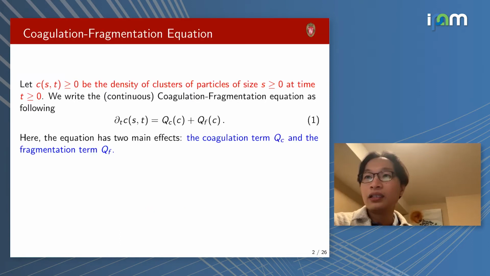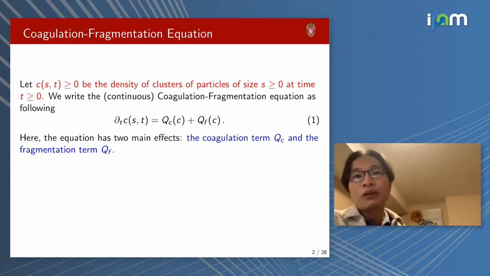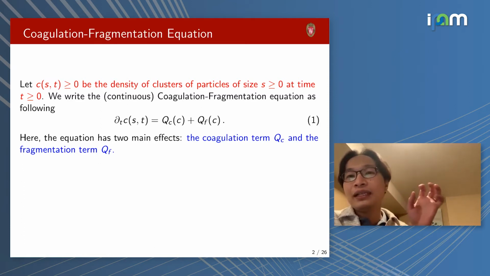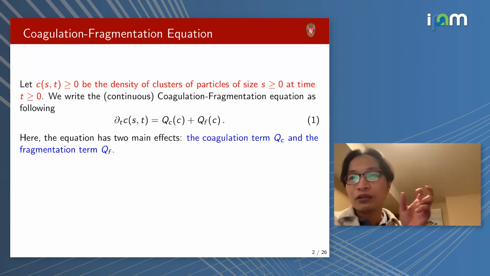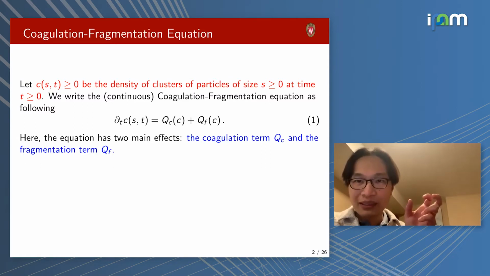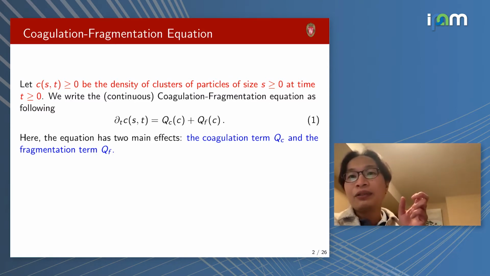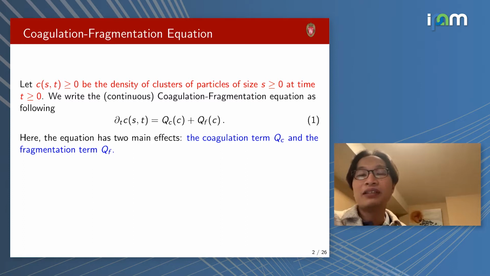So I'll describe right away the so-called coagulation-fragmentation equations. Basically, you can think of C as a sort of density. It represents the density of clusters, where s greater than or equal to 0 is the size of the cluster, and C of s, t represents the density, the total number of clusters of particles of size s at time t greater than or equal to 0.